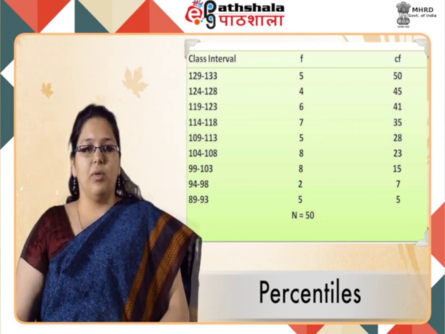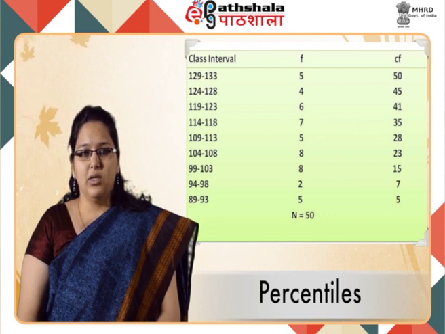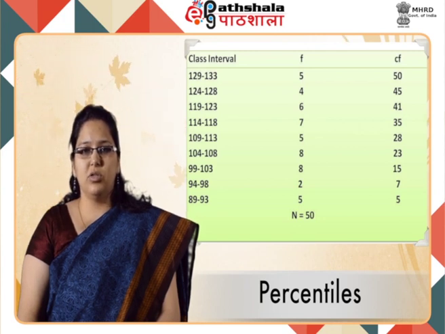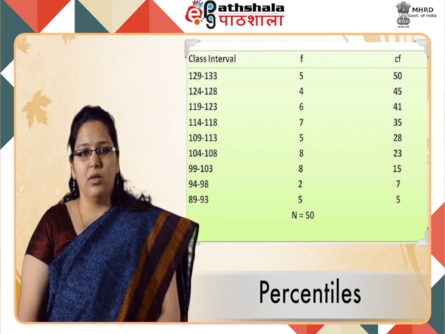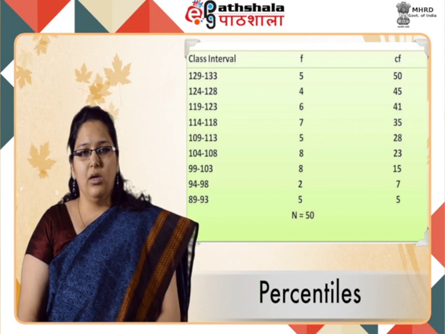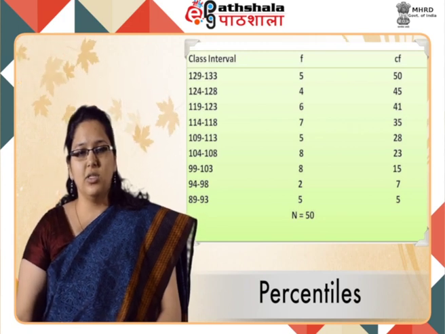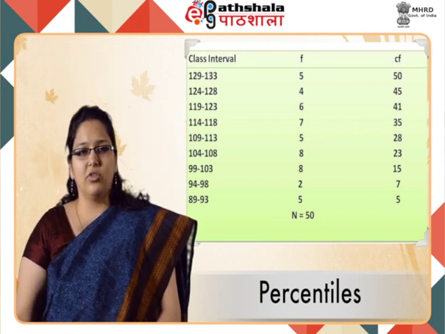Let's take an example. Calculating P20. Step 1. Compute the cumulative frequency Cf for the given frequency distribution as shown in the column. Step 2. Calculate a fraction P times N by 100 and locate the class in which Pp falls. It is the class where the value of cumulative frequency associated with the class just exceeds the value of the fraction P times N by 100.